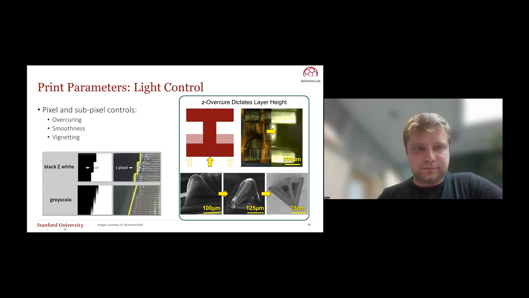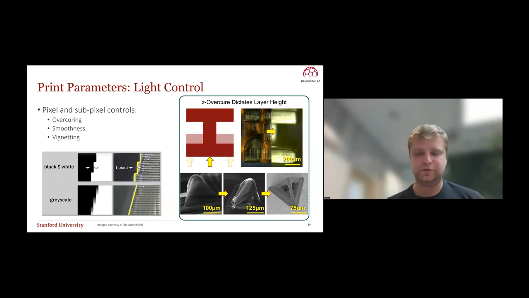And the other light control aspect is where you would essentially grayscale in order to achieve a smooth surface. So instead of just turning on a pixel or turning off, you would gradually decrease the intensity over subsequent layers, and that would yield a smooth surface.